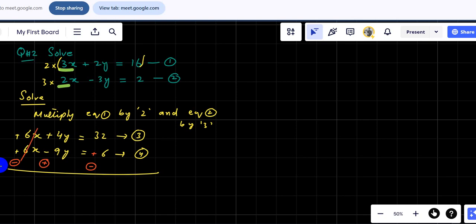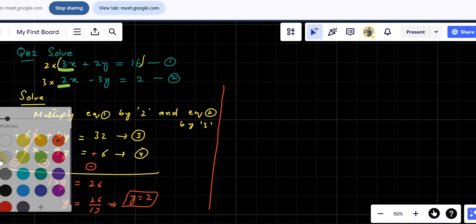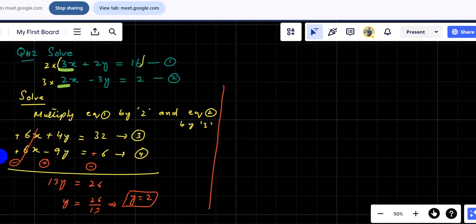So 6x will cancel out, and 4 plus 9 will be 13y equals 32 minus 6, which is 26. So y will be 26 upon 13, and y will be 2. So we eliminated x and got y. Now we need x as well. To find x, put y equals 2 in, should I put this value in equation 1 or 2?